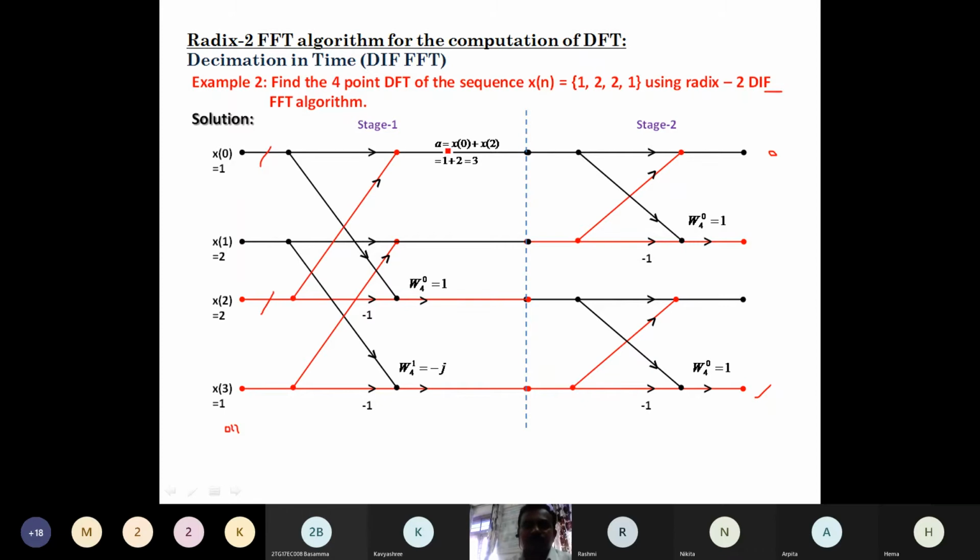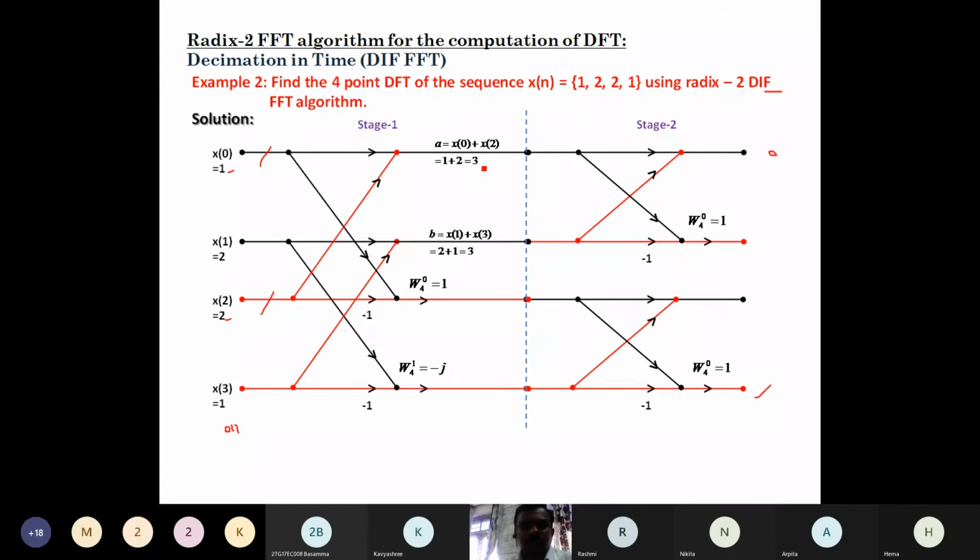So therefore, A is equal to, let me say it is the first stage, first output, it is A. So A is equal to x0 plus x2. What is x0? Value is 1. And what is x2? It is 2. So 1 plus 2 is equal to 3.